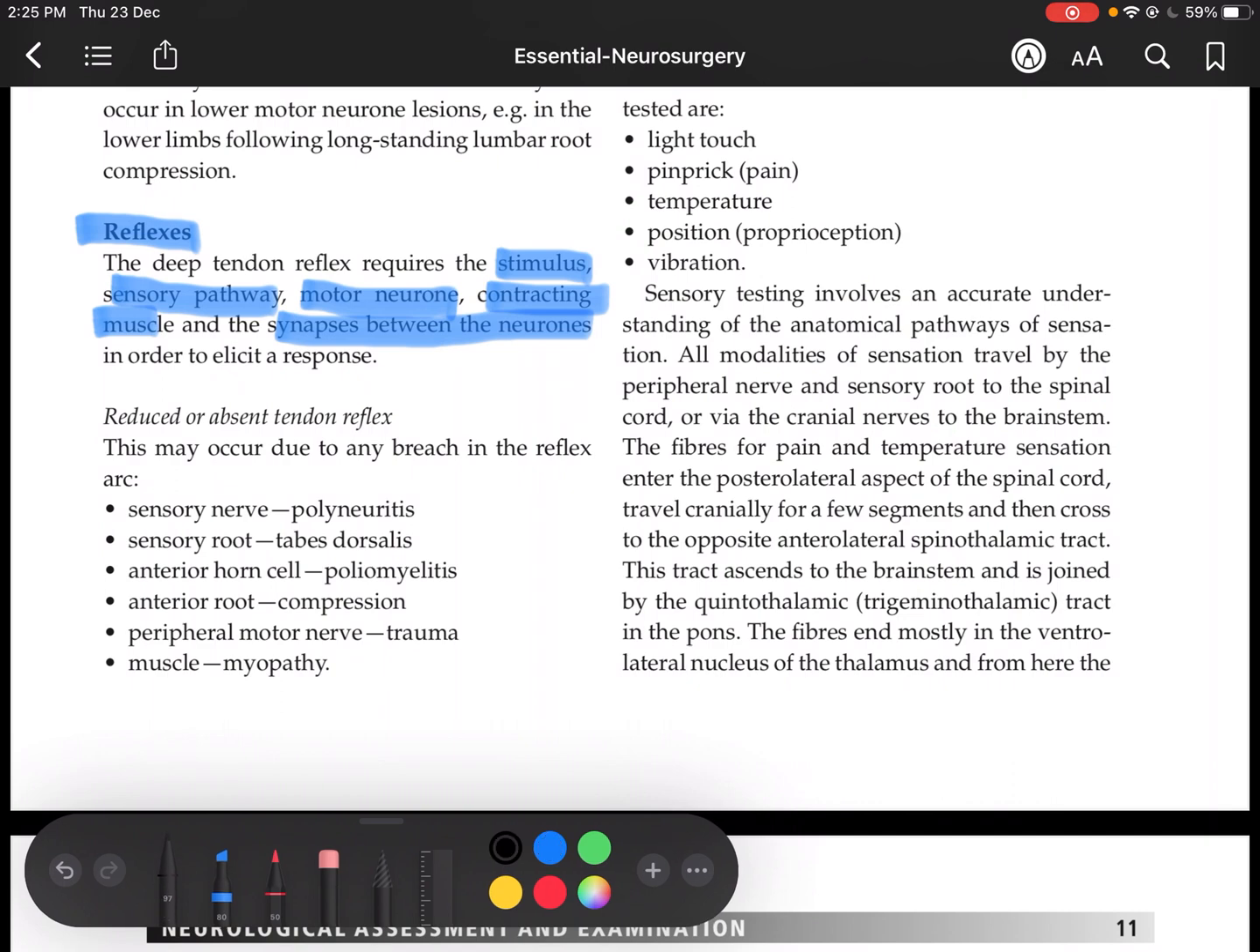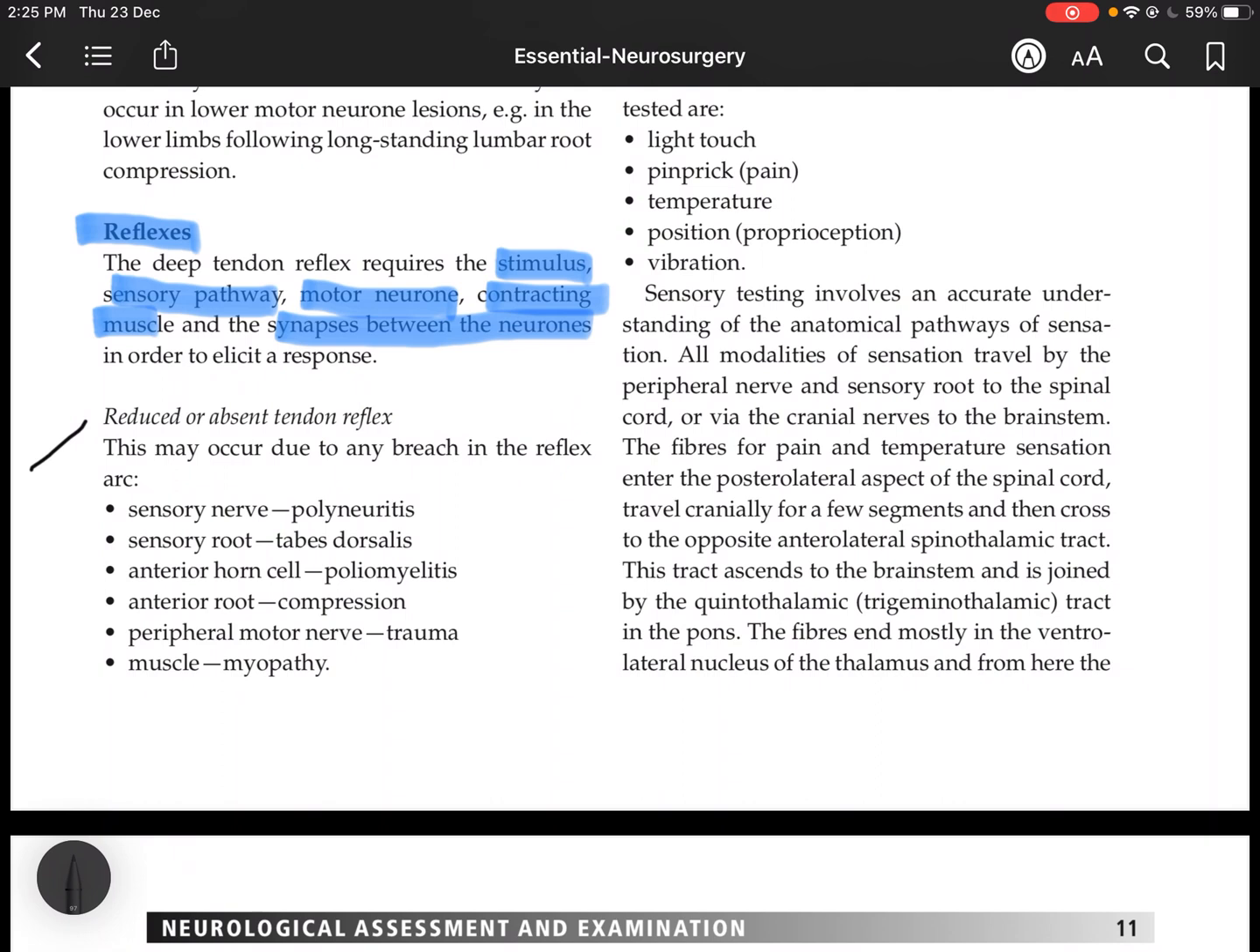So now we come first to causes of reduced or absent tendon reflex. This may occur due to any breach in the reflex arc. For example, the sensory nerve may be affected in the case of polyneuritis, the sensory root in the condition of tabes dorsalis. Third, the anterior horn cells in case of poliomyelitis, and the anterior root in case there is something compressing the anterior root, and the peripheral motor nerve in case of trauma, and muscle in case of myopathy.